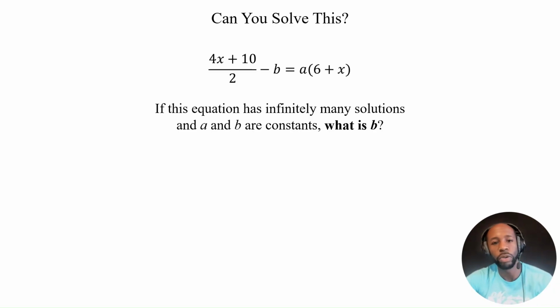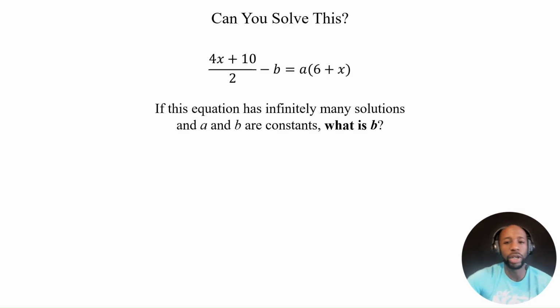First of all, we have this equation: (4x + 10)/2 - b = a(6 + x). And we're asked, if this equation has infinitely many solutions and a and b are constants, what is b?